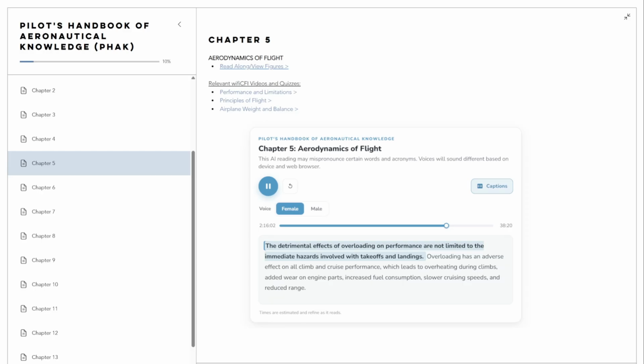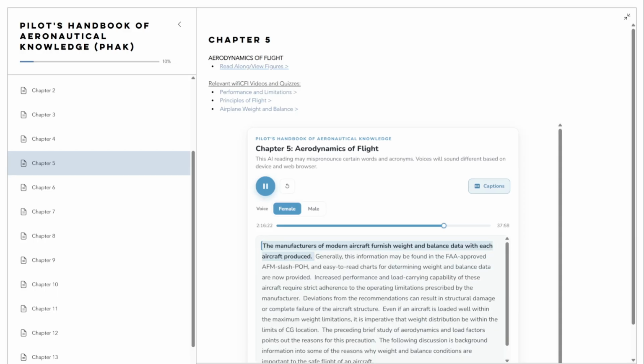The detrimental effects of overloading on performance are not limited to the immediate hazards involved with takeoffs and landings. Overloading has an adverse effect on all climb and cruise performance, which leads to overheating during climbs, added wear on engine parts, increased fuel consumption, slower cruising speeds, and reduced range.